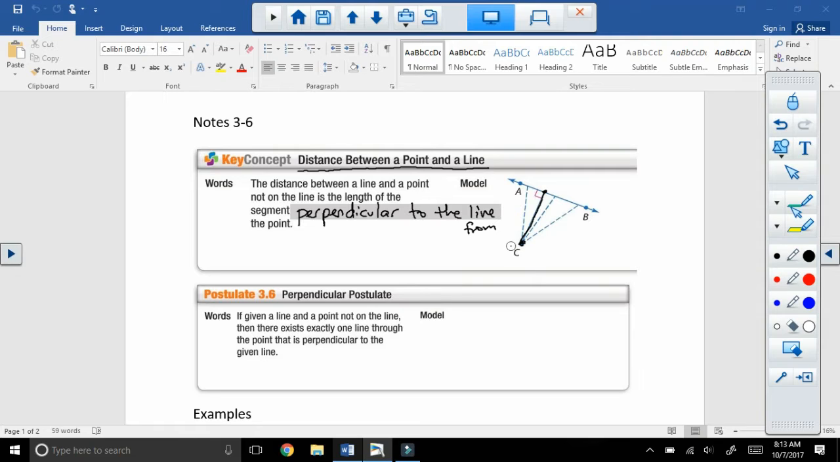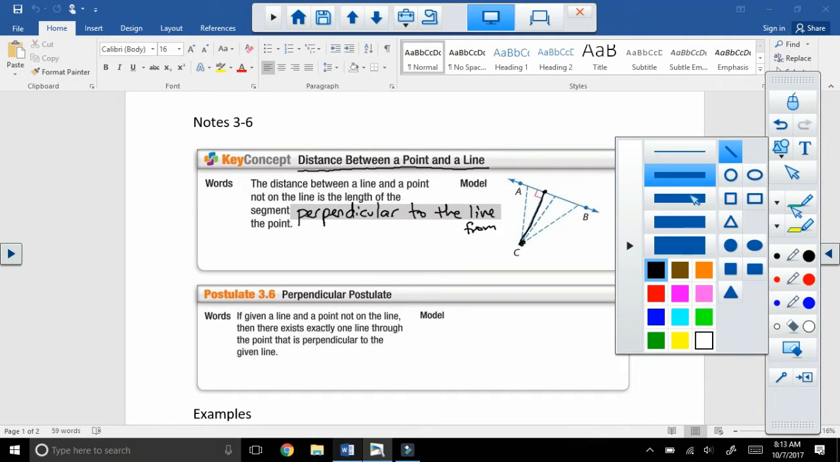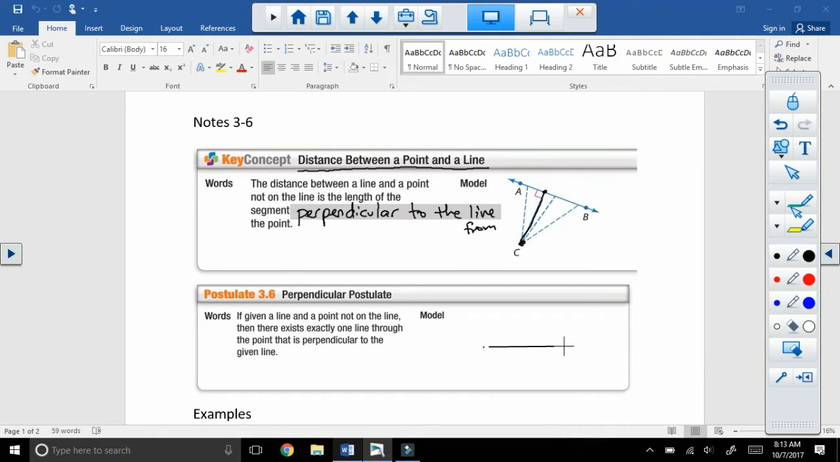We looked at Euclid's parallel postulate a few sections ago. Now there is another one, called the perpendicular postulate. It says that if given a line and a point not on that line, and I'll sketch out what that would look like, then there exists exactly one line through the point that is perpendicular to the given line.